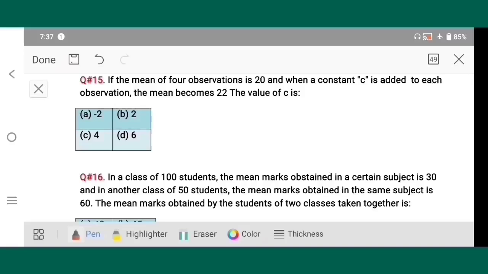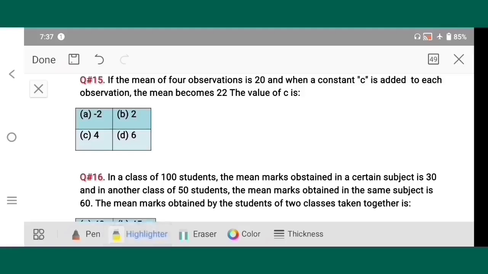We know that the mean of 4 observations is 20, and when we add a constant, the mean becomes 22. So we are going to find the value of C. As we know, by adding a constant to the observations, the mean becomes mean plus that constant. So here we are going to find the constant.